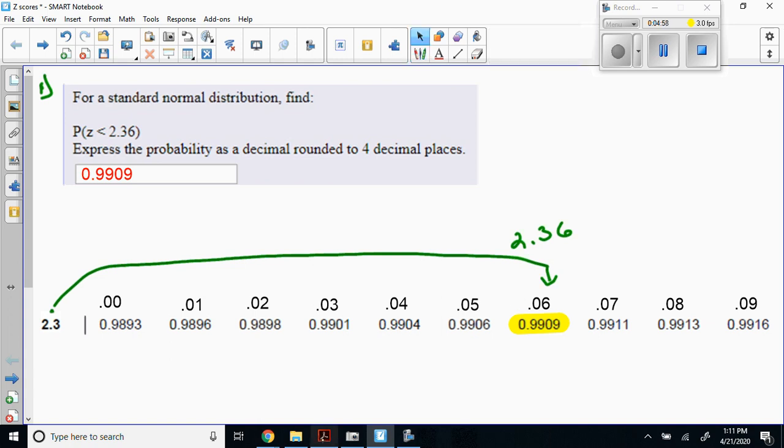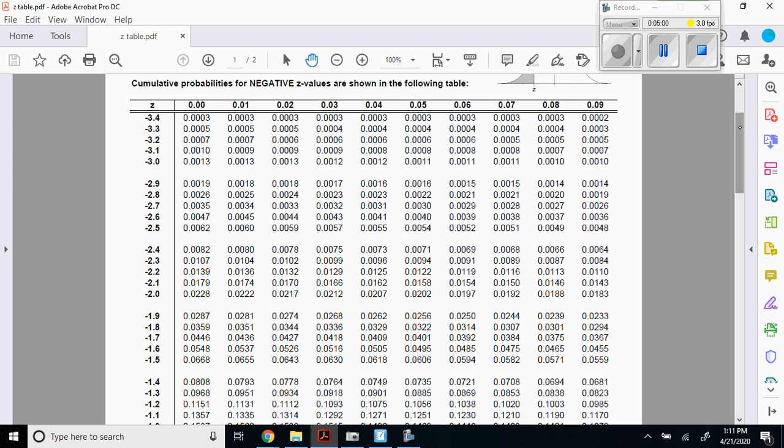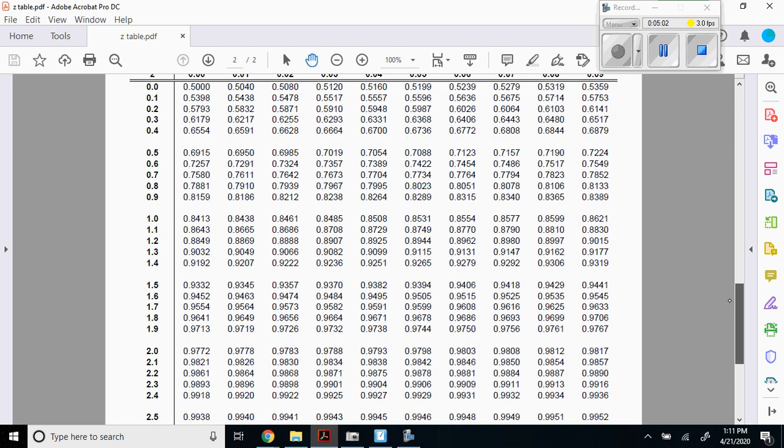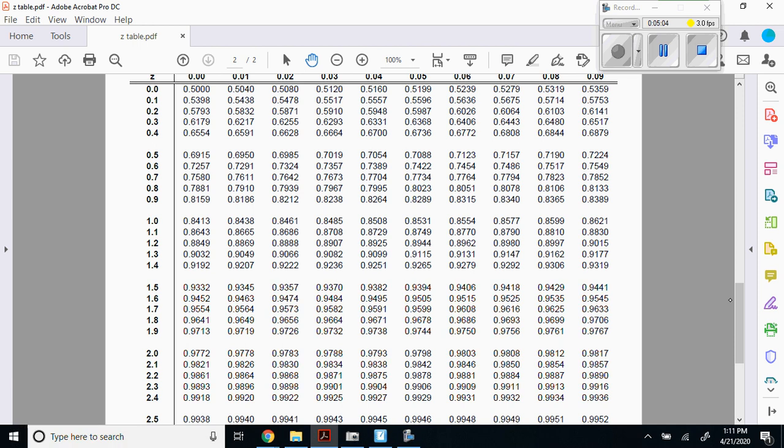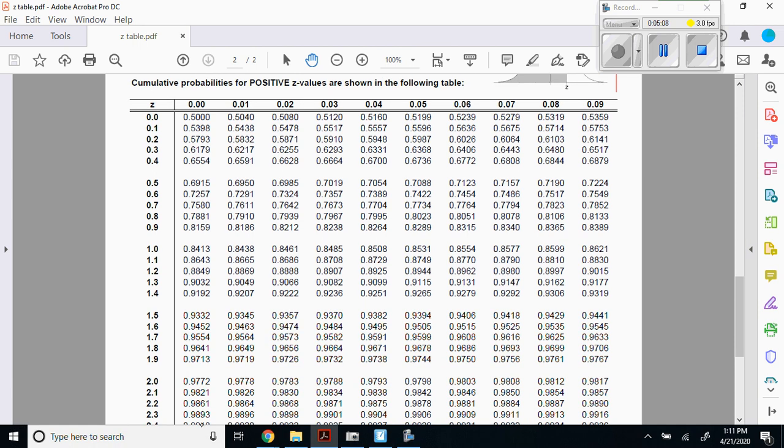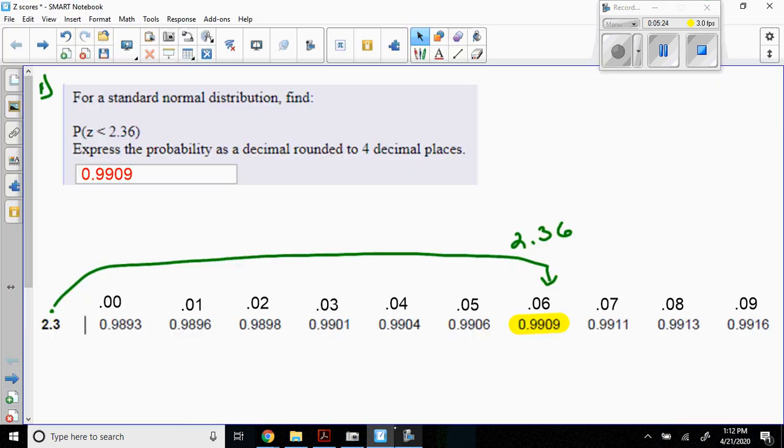So if I were to go to my z table, I would go to 2.3, move over to the 6, and I get 0.9909, right? Here's the 6. It's where they meet. And that's what it showed on one of the videos. It showed a really good example. Now, so that's the first one, if it's less.